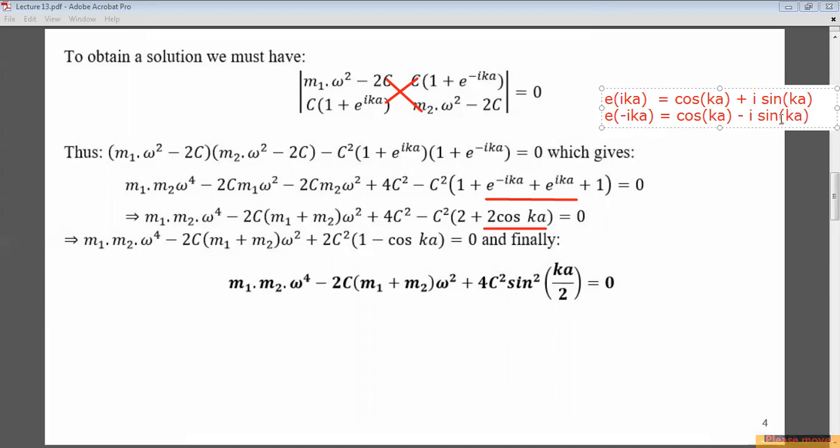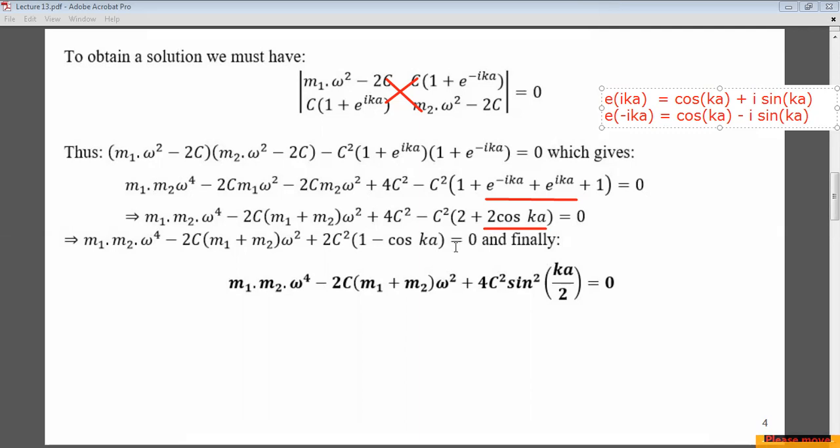So the signs will disappear, but I will have 2 of the cosine Ka. This implies M1 M2 omega to the 4 minus 2c into M1 plus M2 omega square plus 2c square. I'm going to take 2c square common, because here I have 4c square minus 2c square minus 2c square cosine Ka. So I will take 2c square common into 1 minus cosine Ka is equal to 0.